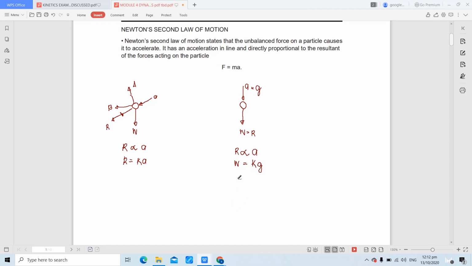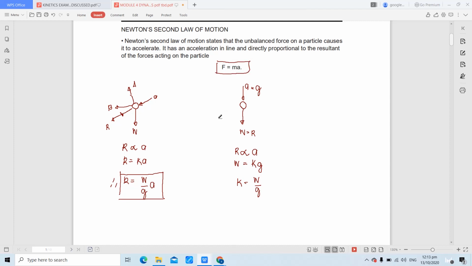So, kunin natin value ng K natin, divide both sides by g, that is W over g. Substitute now the value of proportionality constant K into this equation. Therefore, we can say that the resultant is equivalent to K, which is W over g multiplied by acceleration. Yan na mismo yung ating second law of motion. The resultant force acting on the particle or body is equivalent to W over g, or that is the mass of the particle multiplied by the acceleration, which is parehas lang siya dyan.